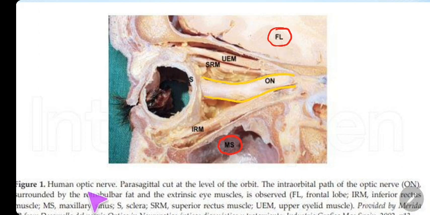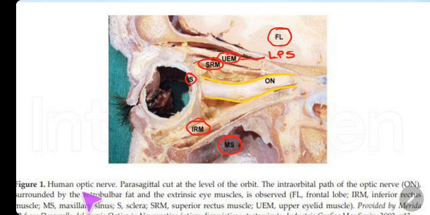And now look here, the other muscles. This is the sclera of the eyeball, right? This is the sclera, and the other muscles. This is the inferior rectus muscle, this much portion is the inferior rectus, and this one is the superior rectus muscle, right? And this muscle is what we call LPS, levator palpebrae superioris, but some of the international authors even call it the upper eyelid muscle.